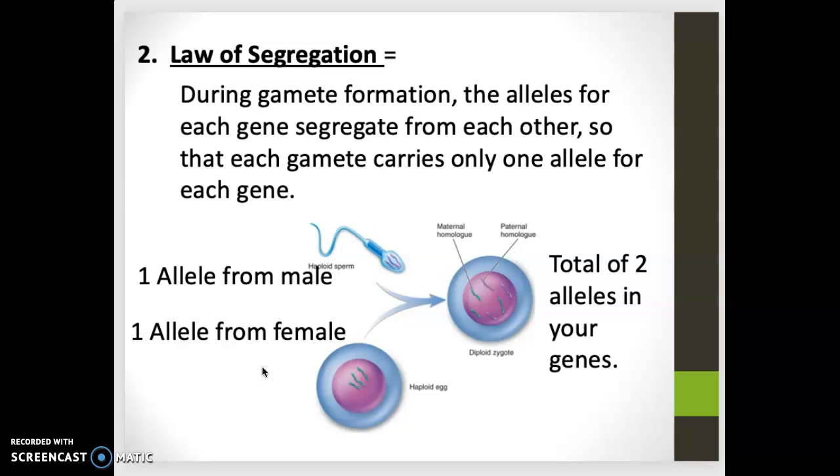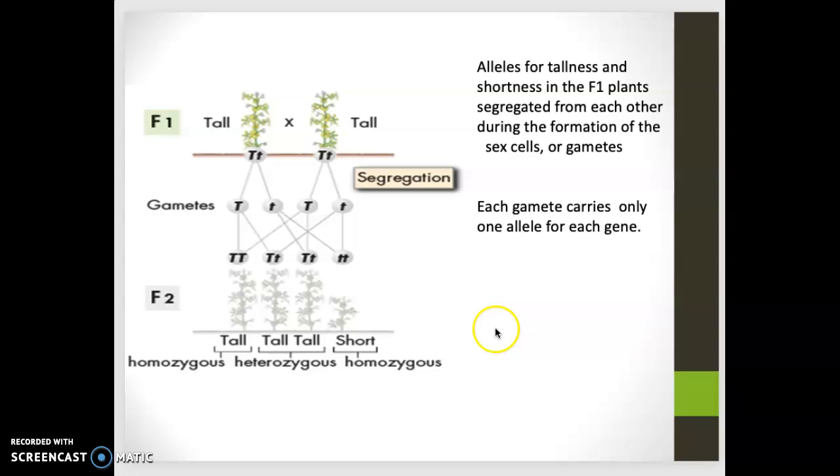So the male pea plant, when it went to make its pollen, it would put one of the genes it had for height, let's say, into that gamete or into that sex cell. The other one was withheld. So remember, every pea plant got two genes, one from each of its parents, but it only passes on one of those genes to its offspring. So again, here, if you take a look, alleles for tallness and shortness.